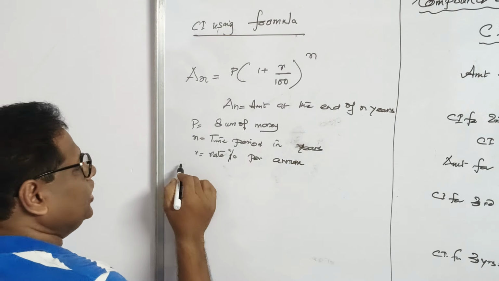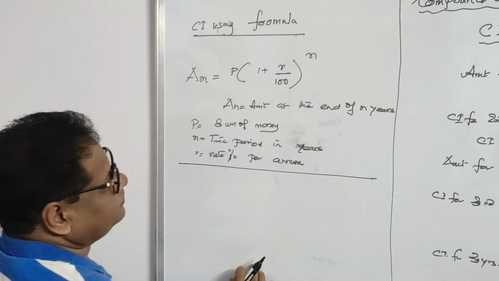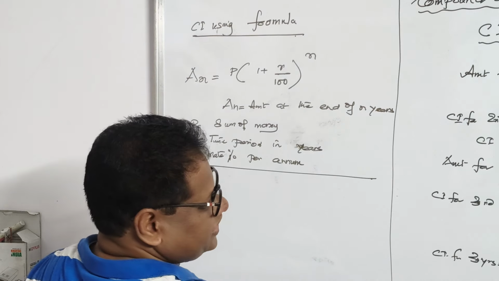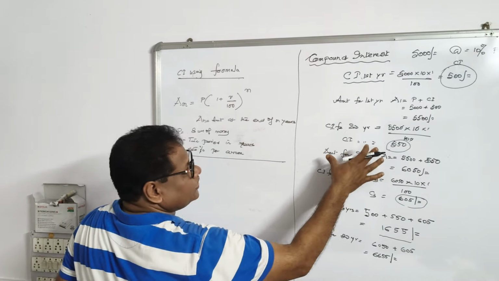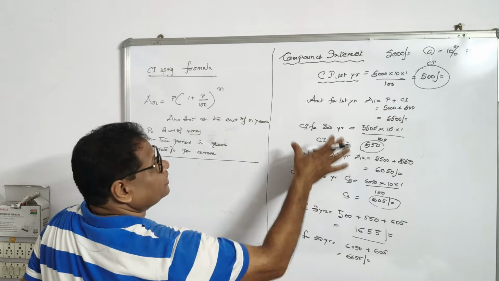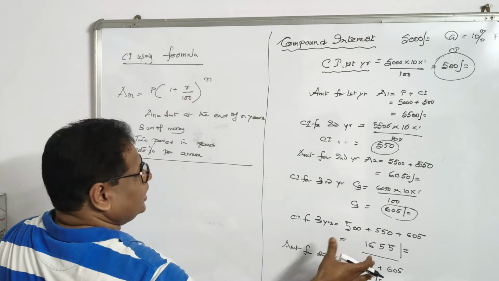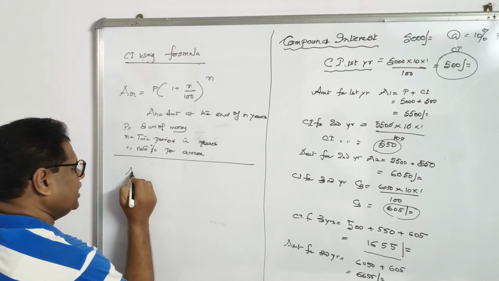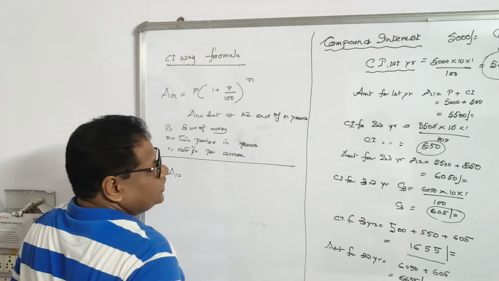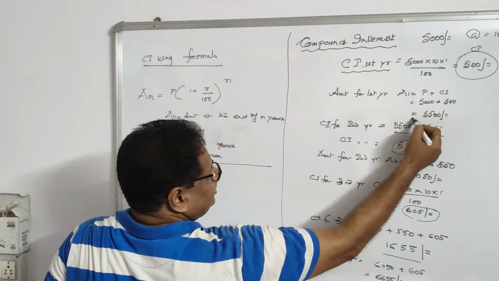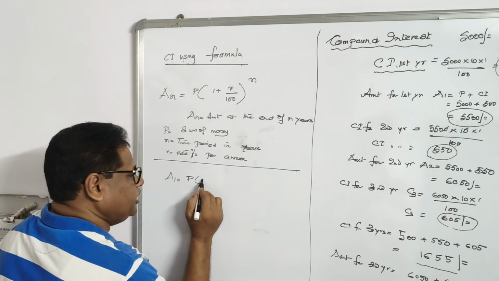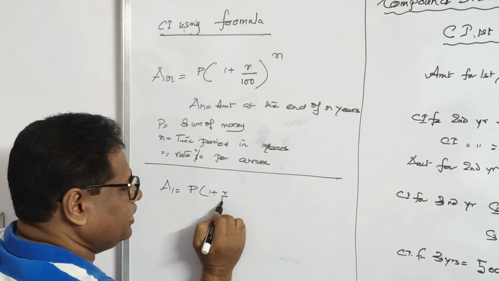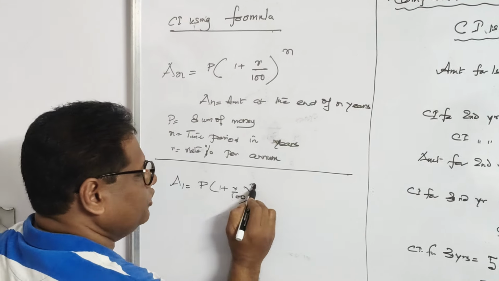Now let's clarify the results which have been displayed over here. This is the method to calculate the CI amount without using the formula, by method of SI. Now here we are going to calculate the amount for the first year. The amount for the first year as it is displayed is this much. So let us calculate by using the formula A equals P 1 plus R by 100 to the power n.